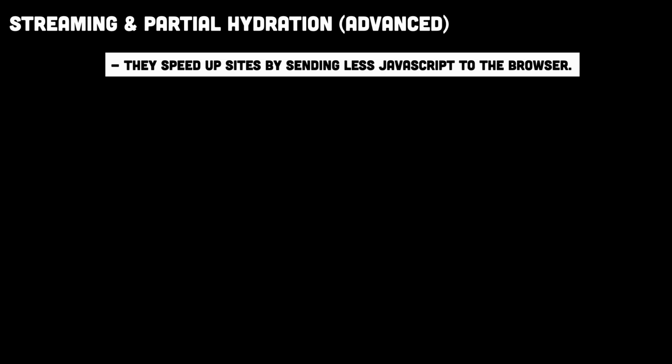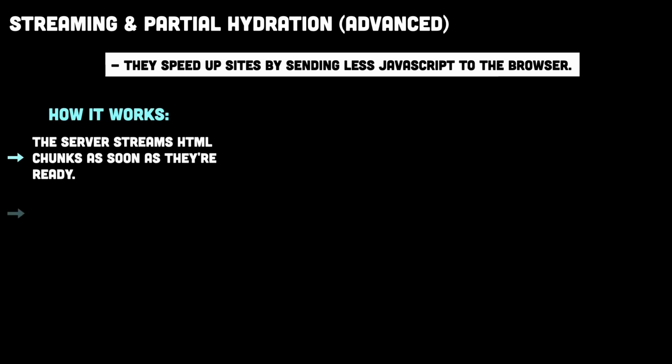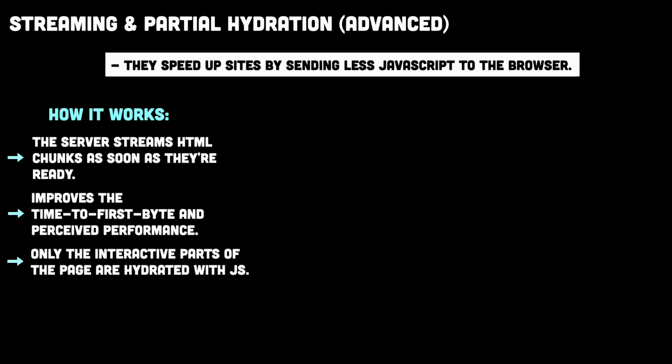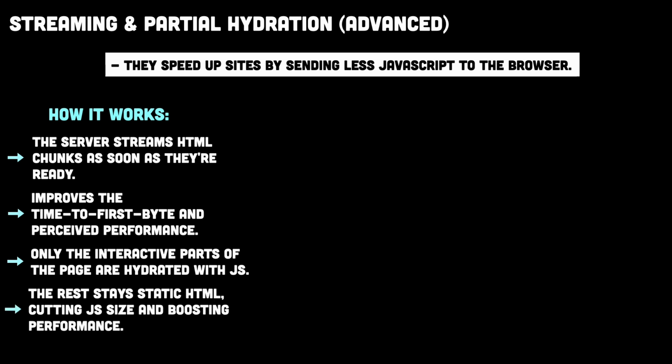And then lastly, there is streaming and partial hydration. Streaming and partial hydration are advanced techniques aimed at optimizing performance by reducing the amount of JavaScript the browser needs to process. Streaming is where the server starts sending chunks of HTML as soon as they're ready, rather than waiting to finish rendering the full page. This improves the time to first byte and perceived performance. And then partial hydration is where only the interactive parts of the page are hydrated with JavaScript, and the rest remains as static HTML, reducing JS bundle size and improving performance.